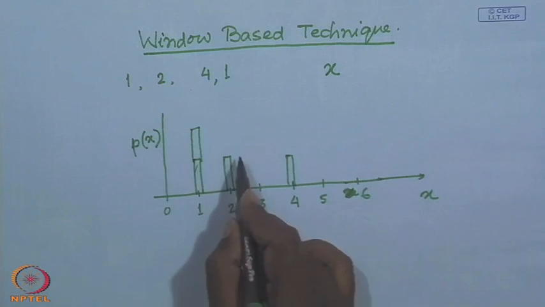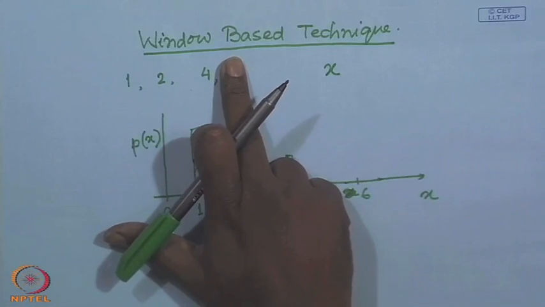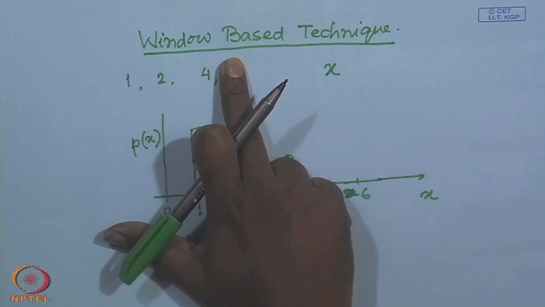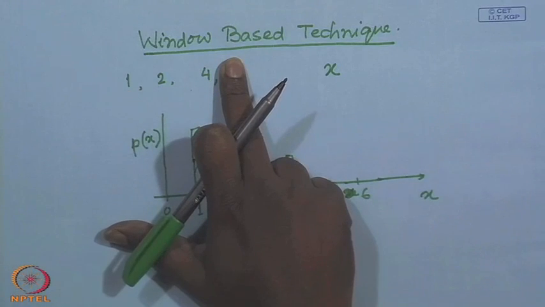And not only that, the area of individual delta functions has to be 1/4. In the earlier case, I had only these 3 samples, so the area of individual delta functions was equal to 1/3, so that when I add all of these delta functions together, the total area becomes 1.